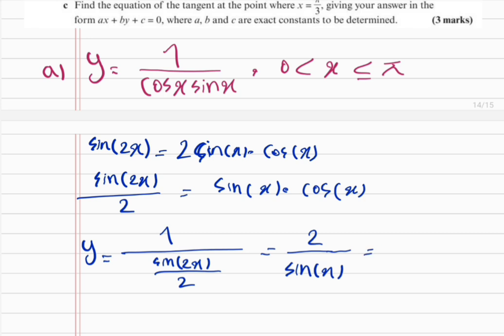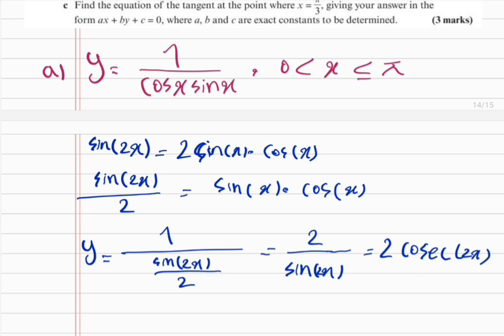And we can simplify this further, because 1 over sine x is equal to cosec x. So in this case, this should be sine 2x, not sine x. Yeah, so 1 over sine 2x is cosec 2x. So in this case, we are going to have 2 cosec 2x. And as you can see, we started from y is equal to 1 over cos x times sine x, and we got to this point, which is 2 times cosec 2x.